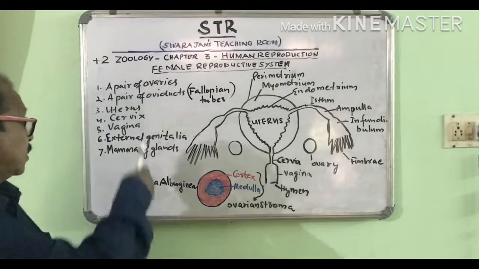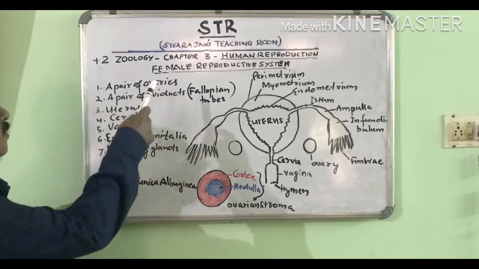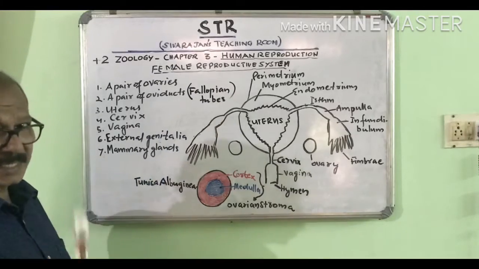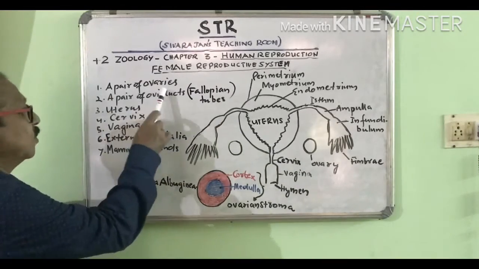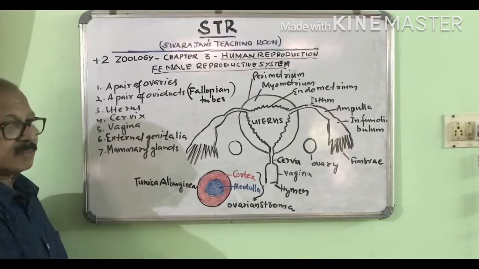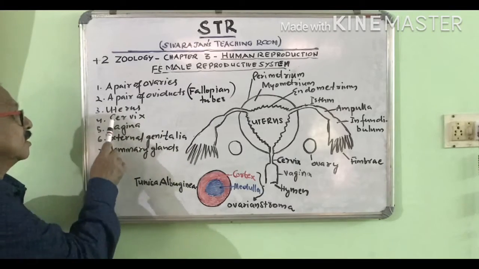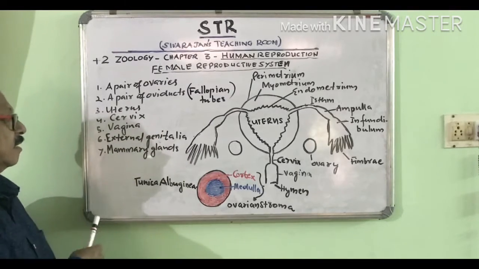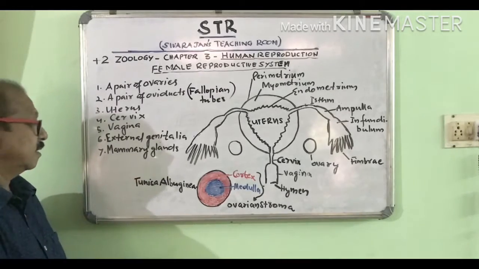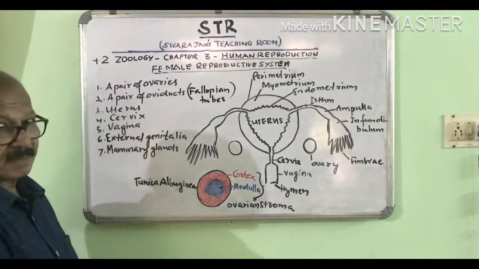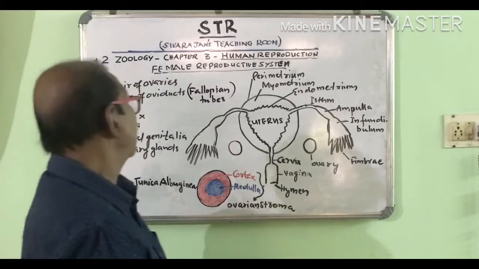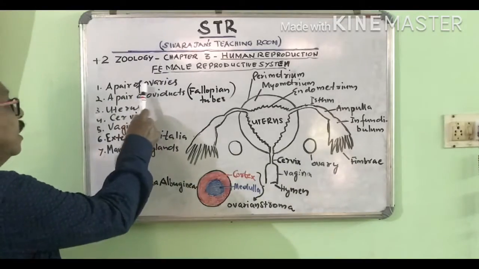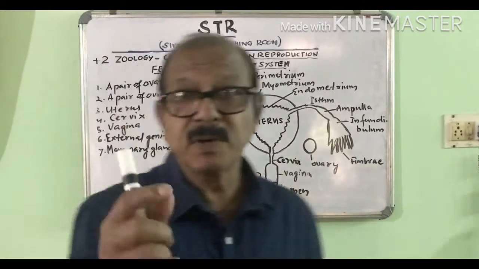Look at this list once again. The female reproductive system consists of a pair of ovaries, a pair of oviducts, uterus, cervix, vagina, external genitalia, and mammary glands. Look here, a pair of ovaries. One by one we will look at this.